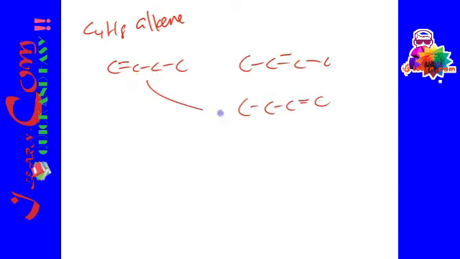But you realize this and this, they're actually the same carbon backbone. If I draw a dotted line here, and I do a 180-degree rotation, you realize that this actually flips around and it's the same as this, right? So this and this are the same. So this is 1, this is 2.